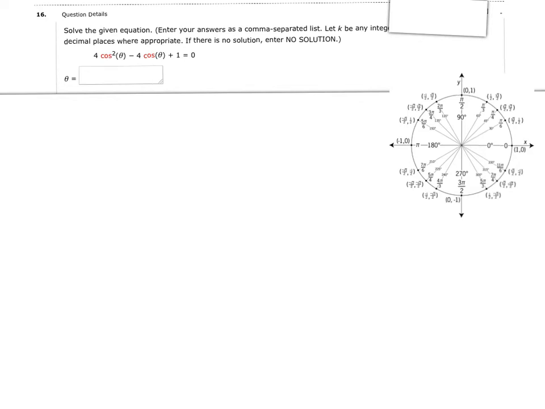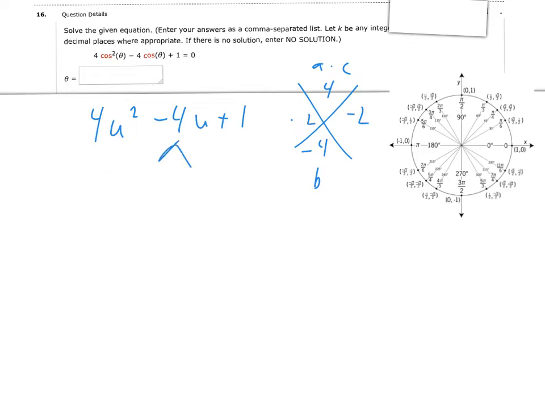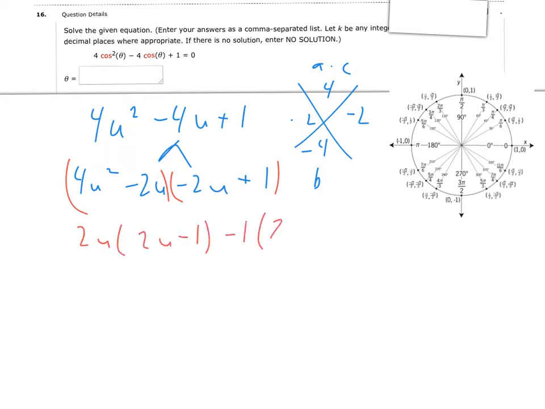All right, next question here, we're going to do some factoring. So I'm just going to rewrite this as 4u squared minus 4u plus 1. I'll go ahead and do my x, and we'll have 4 on top and negative 4 on bottom for b. So it's going to be negative 2, negative 2. And that means I split up this middle one as negative 2u, negative 2u. Keep the outsides the same and then do our grouping. So I get 2u times 2u minus 1. And the second group I need to pull out a negative 1, leaving me with 2u minus 1 as well. So I actually get 2u minus 1 times 2u minus 1.